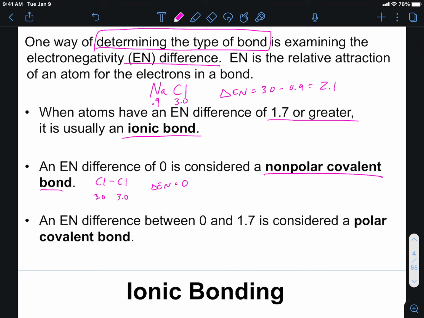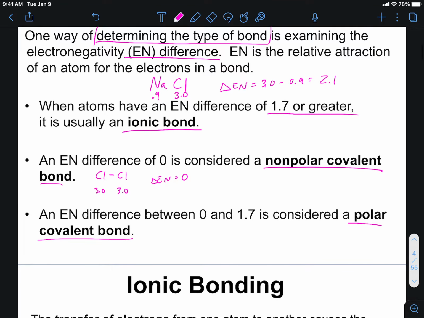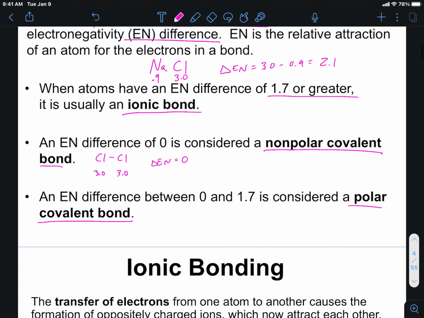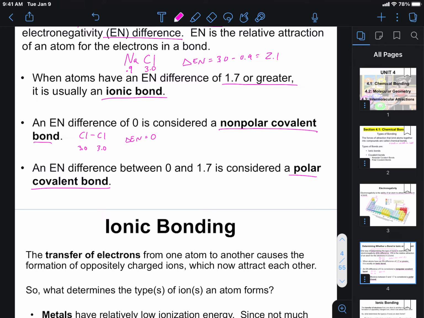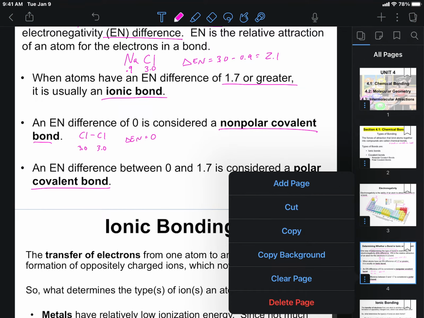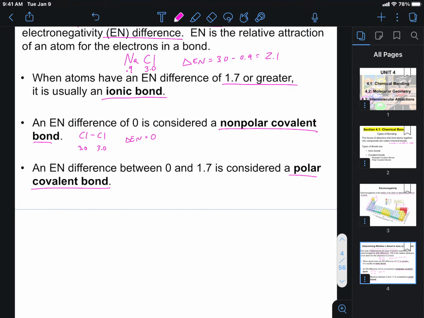But what if you have some difference, but it's not a huge difference? Like anything between 0 and 1.7, that's what we call a polar covalent bond. Okay, so first and foremost, I'm just going to add a page here, and I'm going to give you a couple of combinations, and I want you to be able to look up the electronegativities and then classify them.